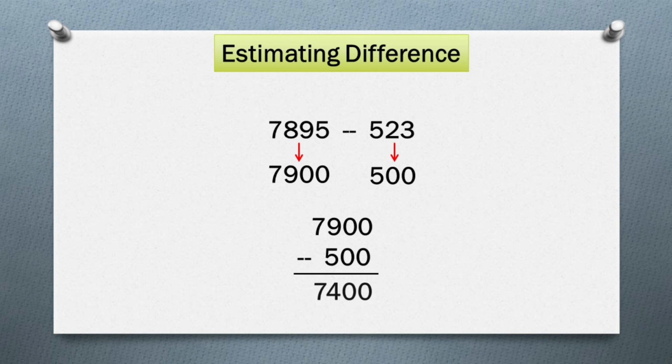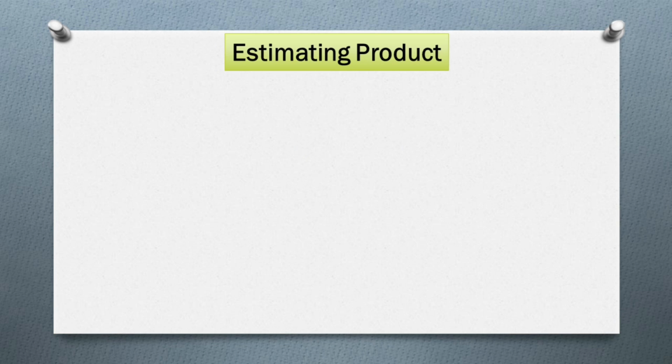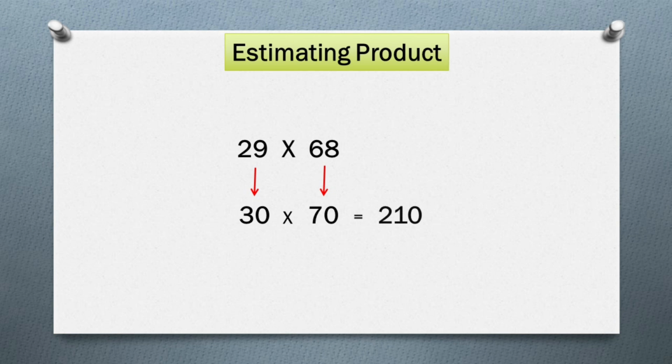Estimation with the help of rounding off helps us to find the product also. Multiplying numbers like 29 and 68 can be a little cumbersome. What happens when we round off? 29 becomes 30 and 68 becomes 70. It is now much easier and faster to multiply 30 and 70. We get our product as 210.